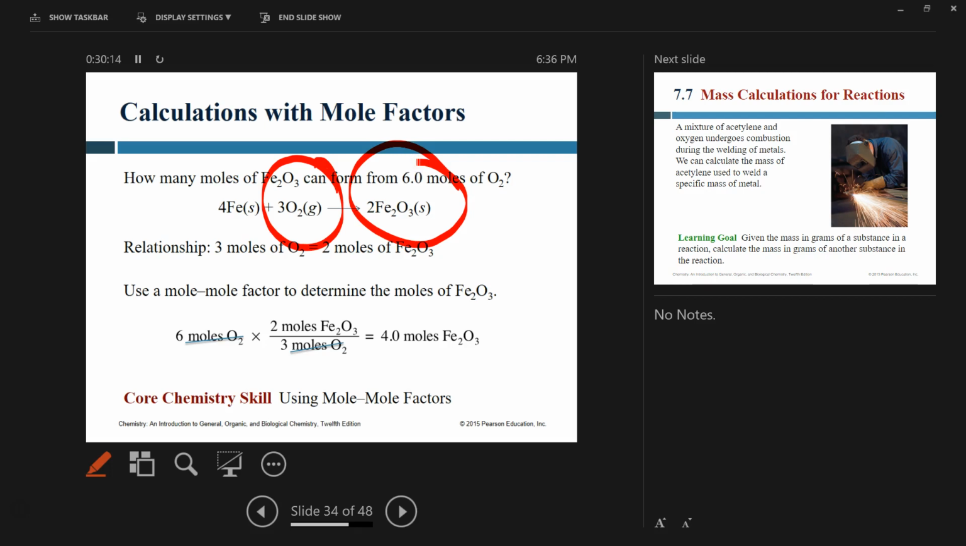Now, if you take twice as much oxygen, not 3 but 6, how many moles of iron oxide are you going to produce? 4. Twice as much? Does that make sense? Better? It's all about cooking. That makes sense?